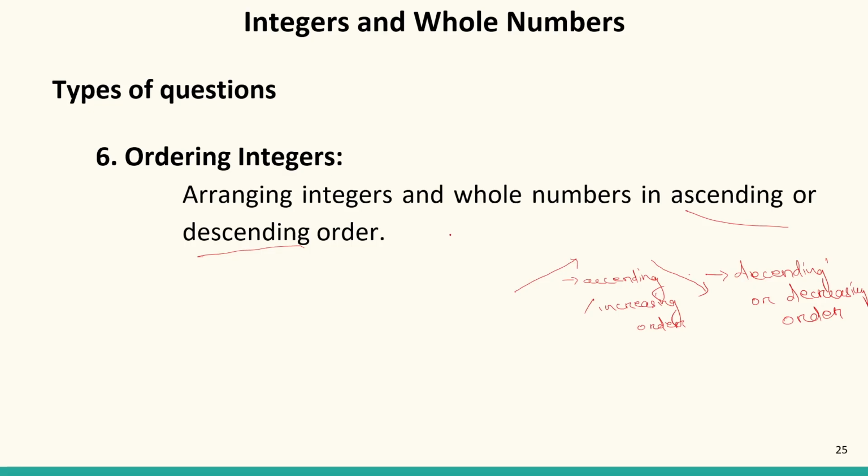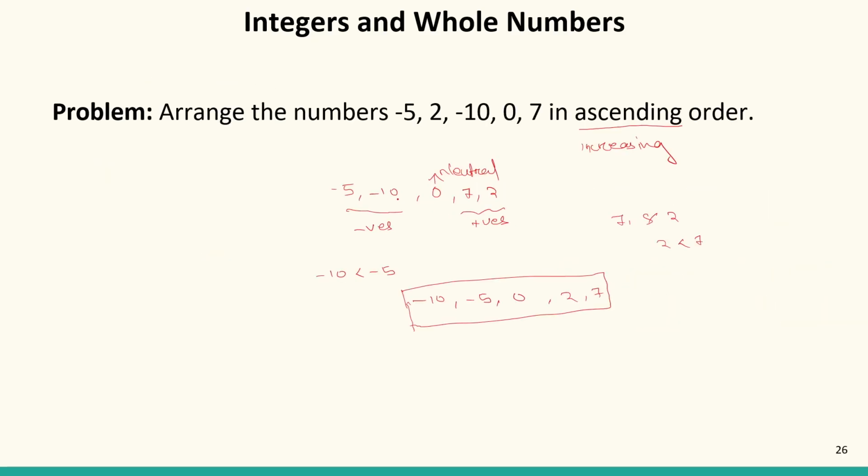Then we also did problems on ordering of integers, that is arranging them in ascending or descending order. Here we had to arrange the numbers -5, -10, 2, 0, 7 in ascending order. Let's see also what the descending order would be.